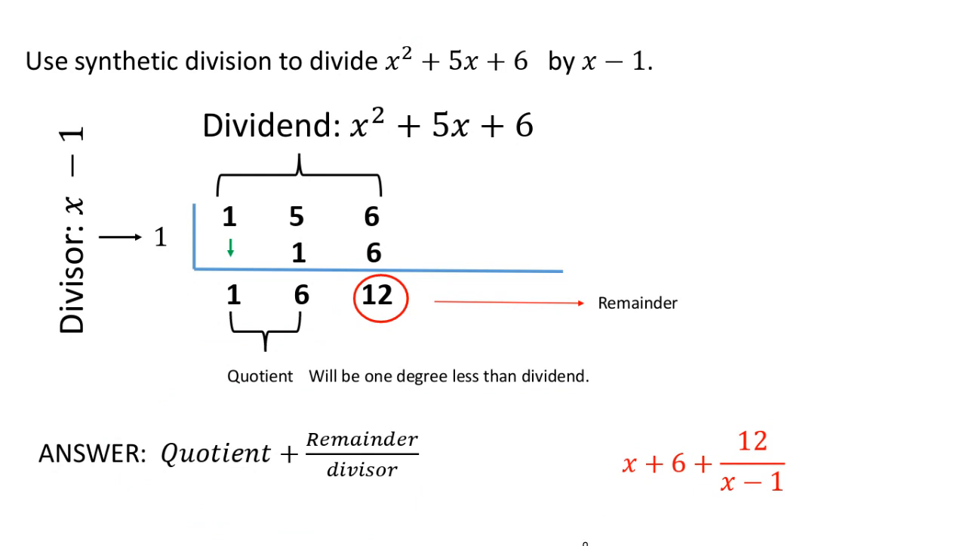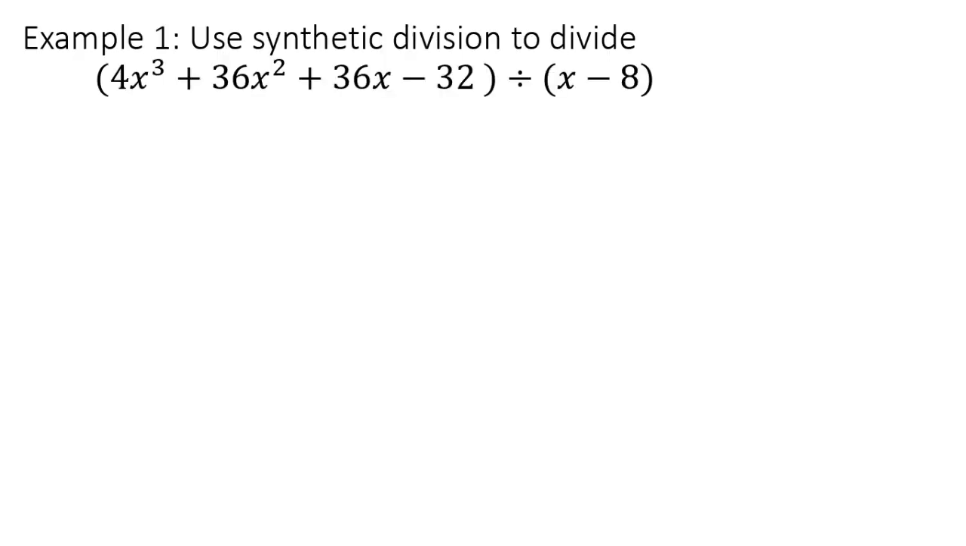We'll do a couple more examples with different situations, and I'm going to ask you some questions here as well. Here we have this polynomial, and we want to divide by x minus 8. First we identify k. So k is going to be 8.